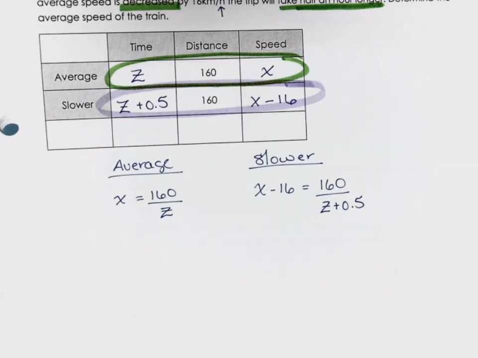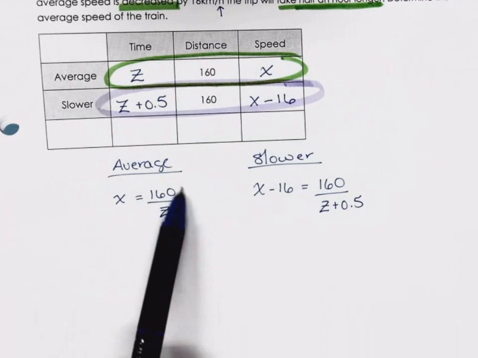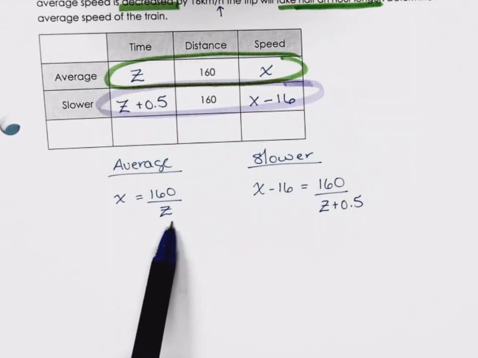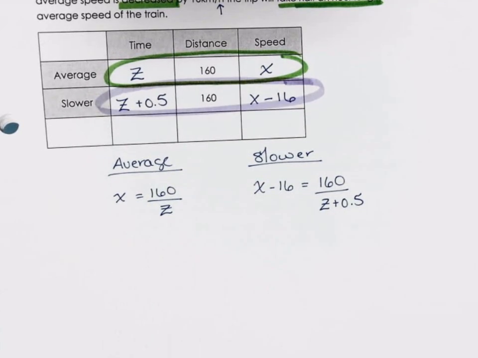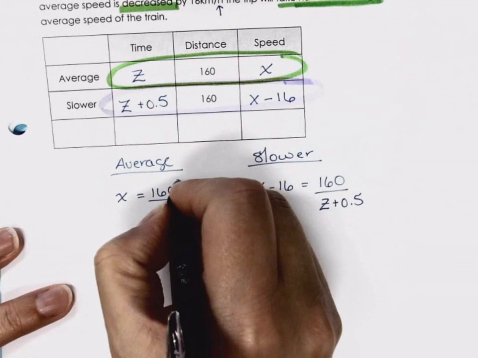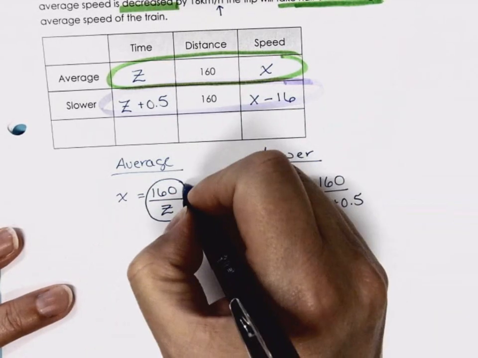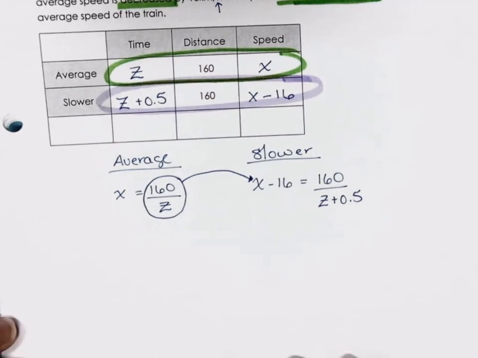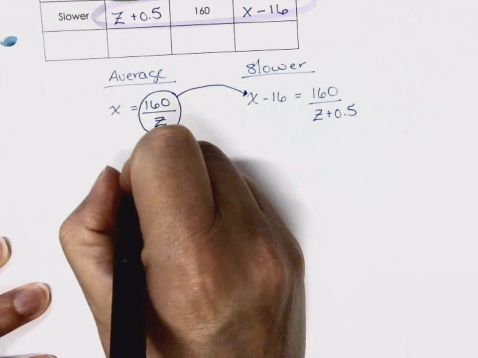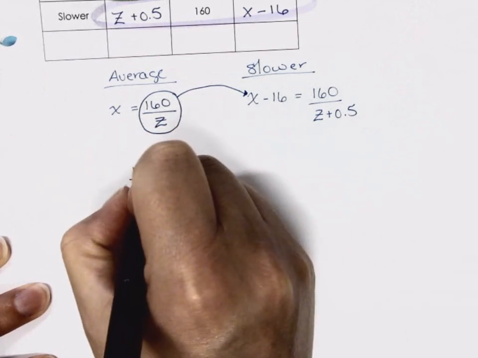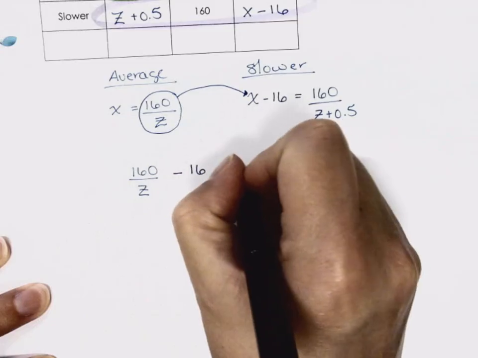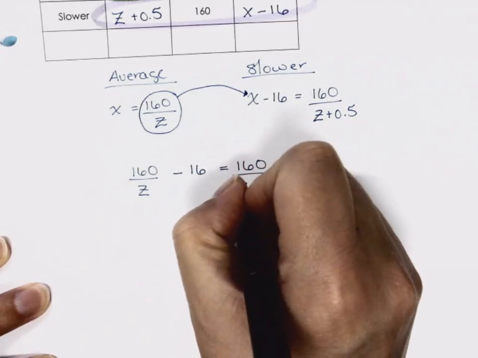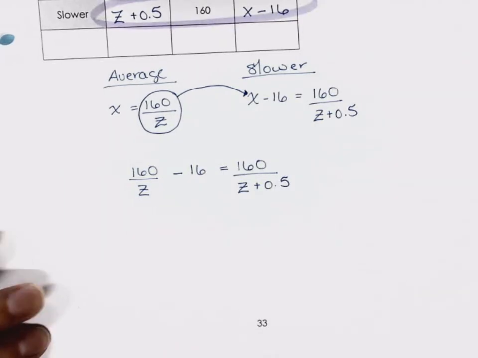So I have an equation. What does x equal? Speed. What does x equal here? 160 over z. So they're the exact same quantity, right? x is equal to 160 over z. So we're going to take this and plunk it into the other equation where we see x. Everybody good with that? So this is going to be 160 over z minus 16 equals 160 over z plus 0.5.